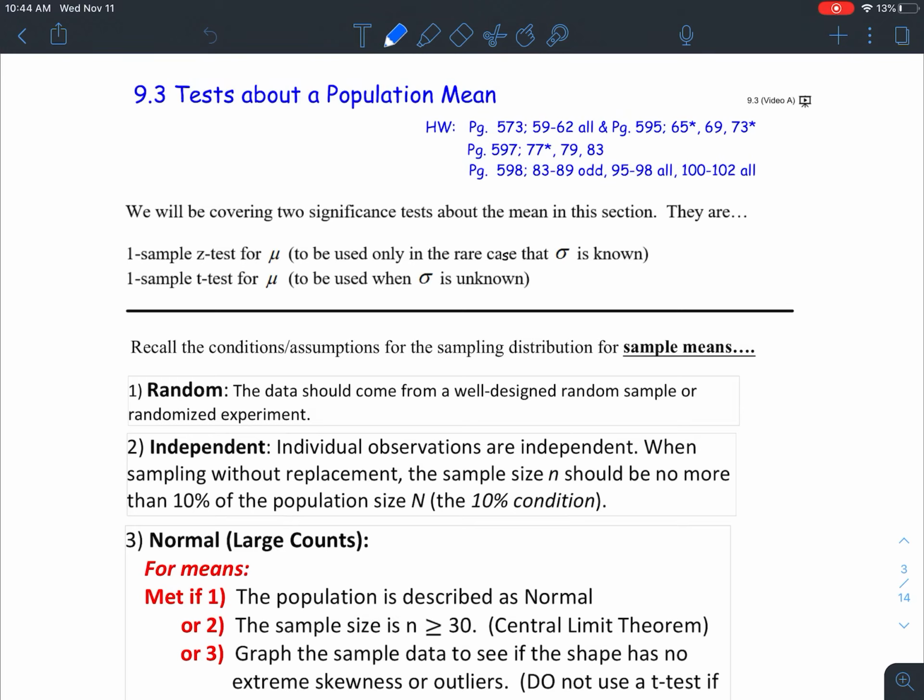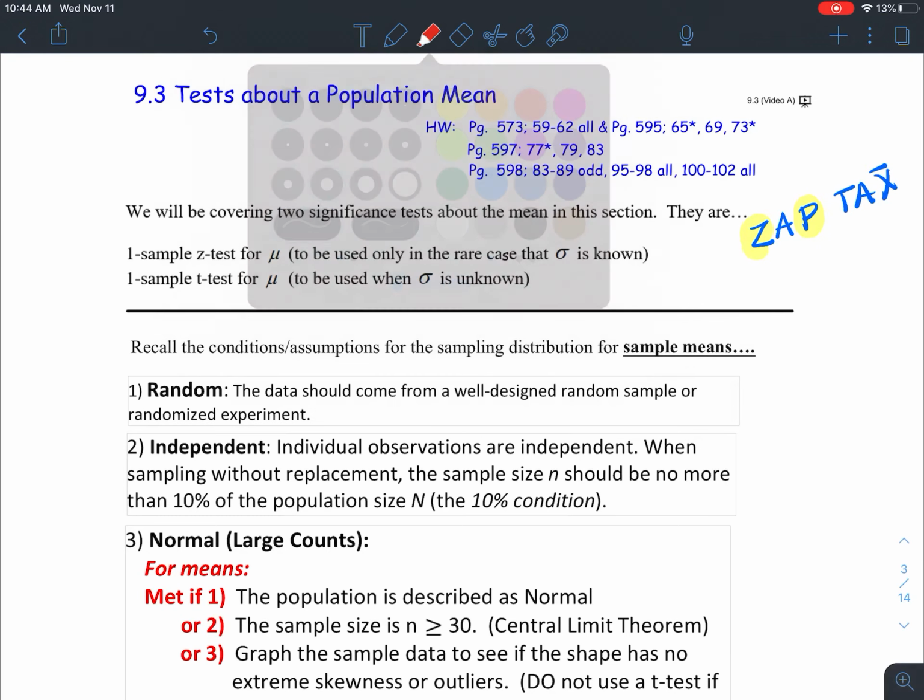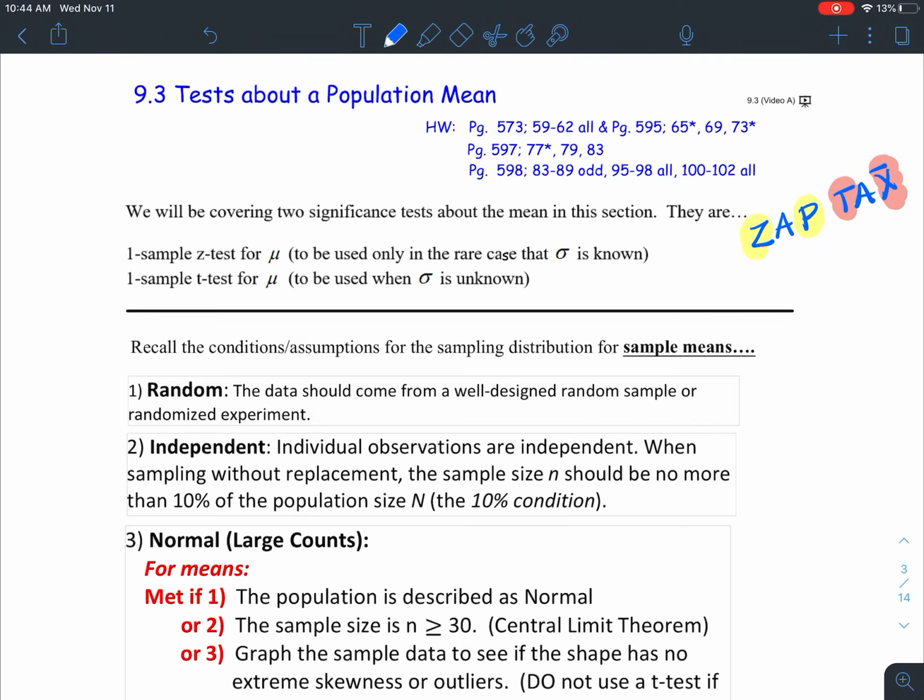that is quite different than proportions, and I think we had discussed this with confidence intervals. We use the acronym ZAP-TAX as kind of a reminder that when we're dealing with proportions, we are exclusively using z-scores, but typically when we are dealing with means, we are using t-scores, okay? And the difference is essentially this.